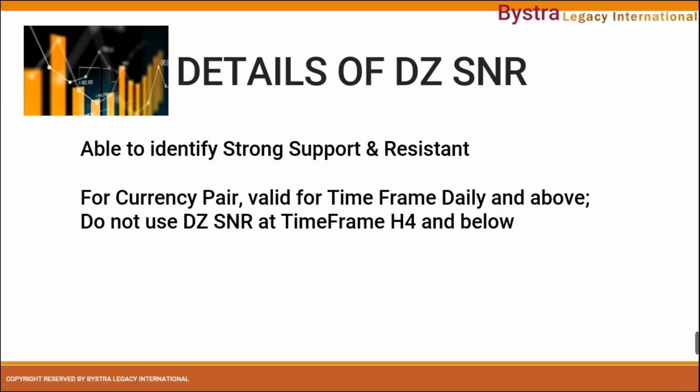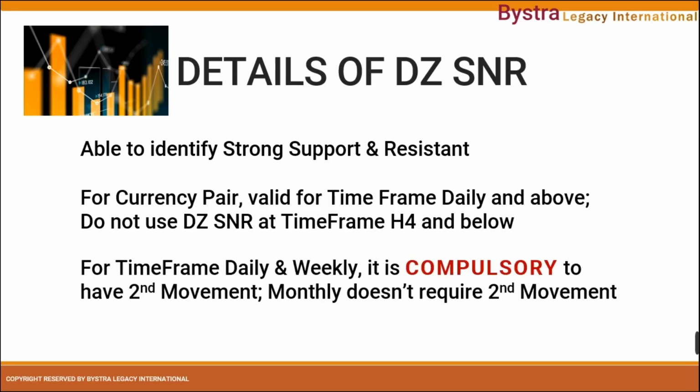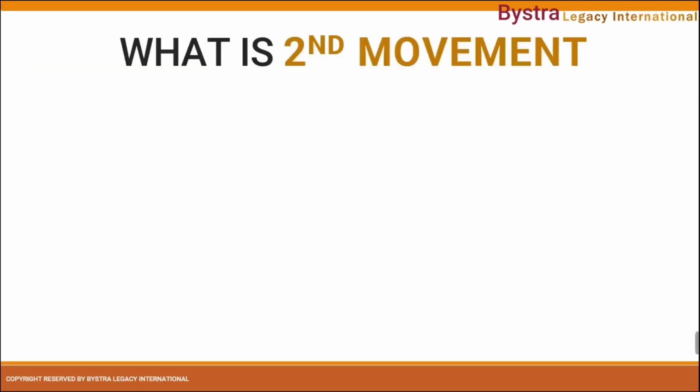So guys, for any normal currency pairs, do not use it at the time frame of H4 and below. Price will just break out very easily. Now, for time frame daily and weekly, it is compulsory to have the second movement, whereas the monthly time frame doesn't require the second movement. What is that? I will show you in the next slide.